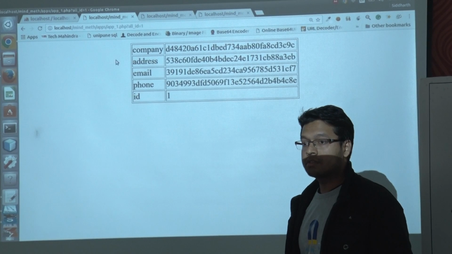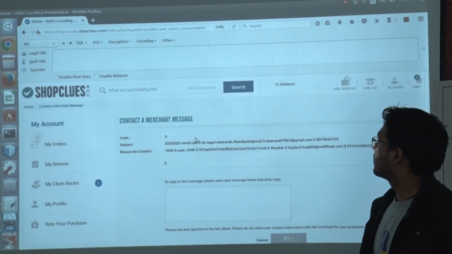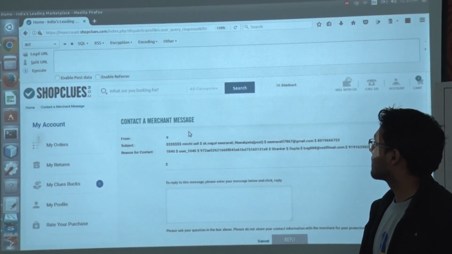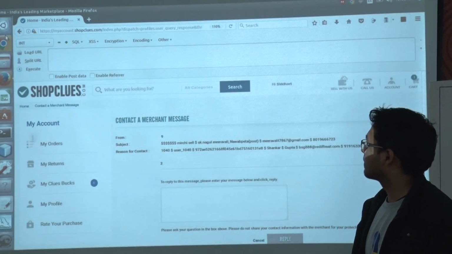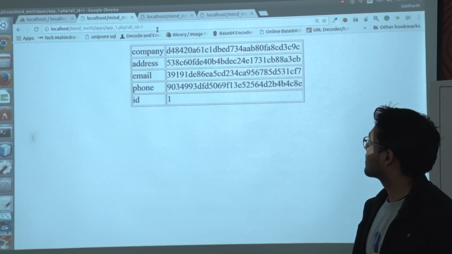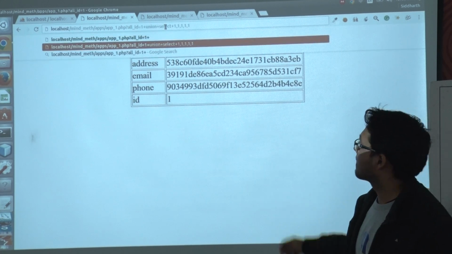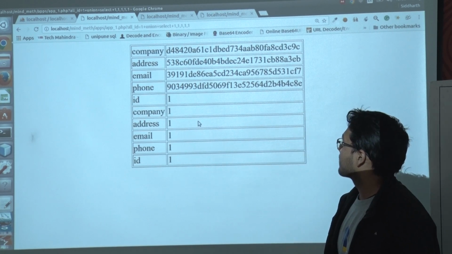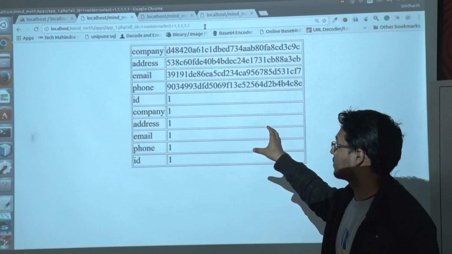We have created a sample application like the one mentioned earlier. The my account subdomain at shopclues.com, a contact form for merchants and customers, is susceptible to SQL injection. We have created a similar application that is also susceptible to SQL injection. When injecting SQL queries into the parameters, the SQL gets injected and the query fetches irrelevant data which should not be fetched.